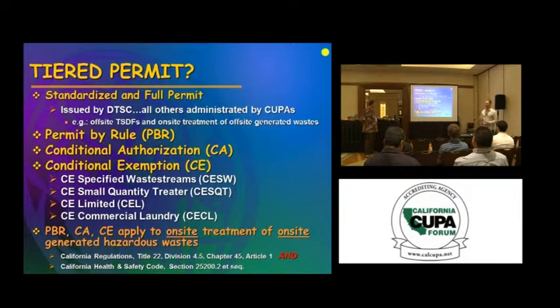You still have to do things, you still get notification, but there's no review process. You submit it, you follow it, you get it. So that's why it's called permit by rule. Conditionally authorization means that if you follow the conditions, you get authorization.